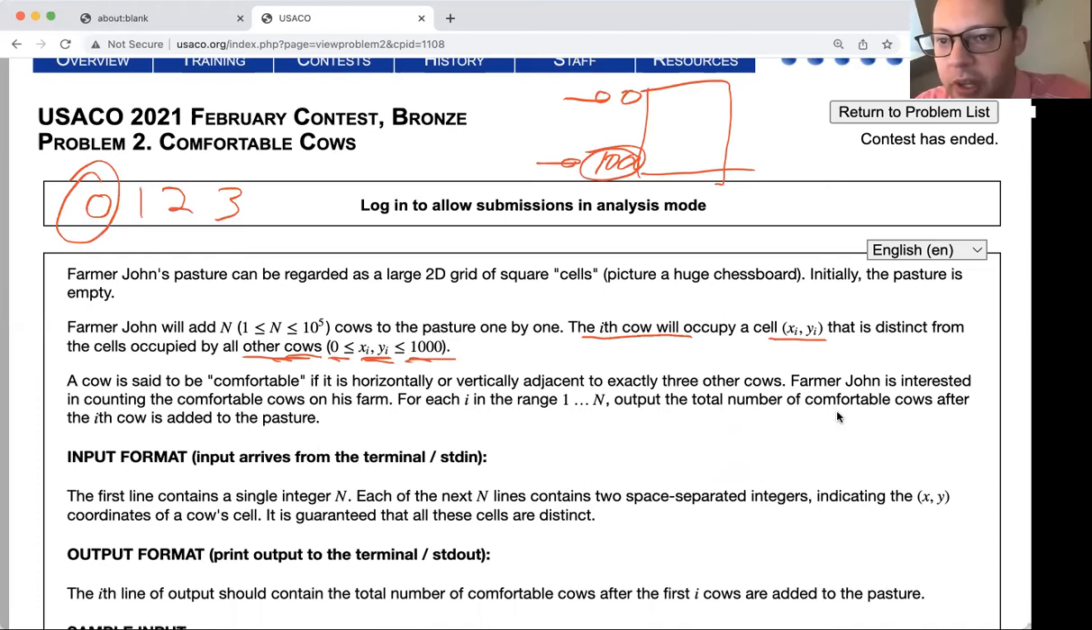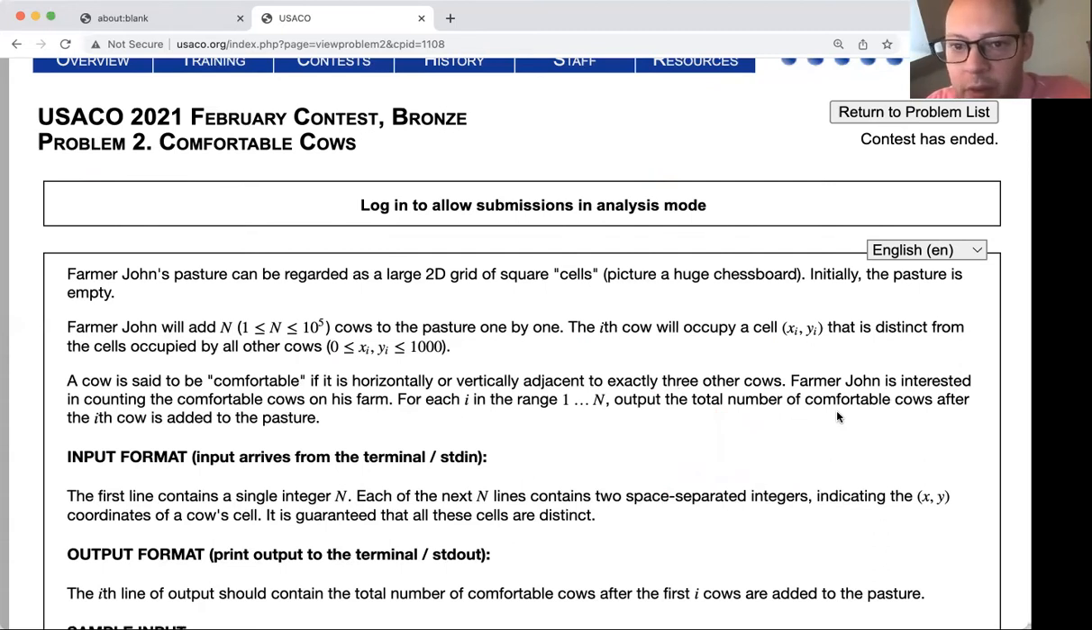A cow is said to be comfortable if it is horizontally or vertically adjacent to exactly 3 other cows. What that means is, if I've got a tic-tac-toe board shape here and I have a cow in the center, that cow is only going to be comfortable if it has exactly 3 horizontal or vertical neighbors. So for example, 1, 2, and 3. And that means that cow is comfortable. Now, any cows that are diagonal to it don't affect this. So it can be completely surrounded by cows diagonally, but still be considered comfortable, provided it has, horizontally and vertically, exactly 1 empty space and exactly 3 cows otherwise.